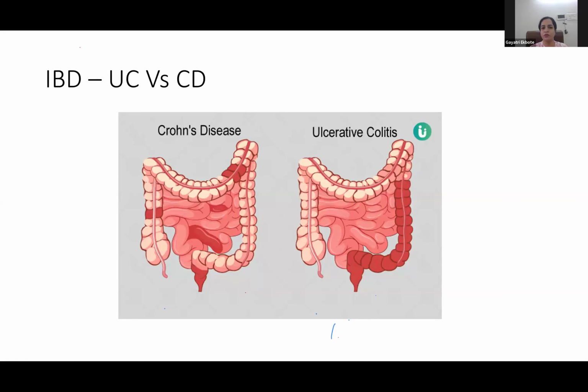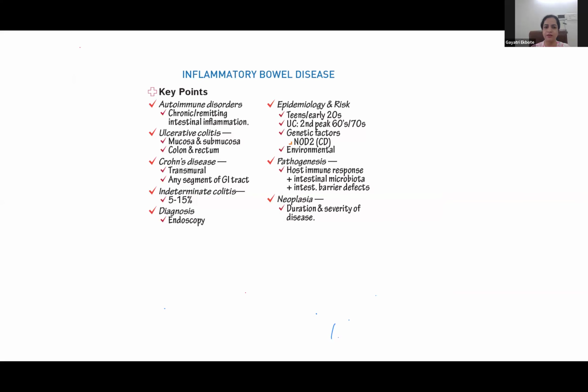So IBD, UC versus CD. We have been reading about UC and CD since our patho days. We all know the difference between UC and CD, but inflammatory bowel disease can lead to inflammatory arthritis as well because of the gut and joint interaction. So you can have chronic remitting intestinal inflammation, which can in turn lead to your inflammatory arthritis.